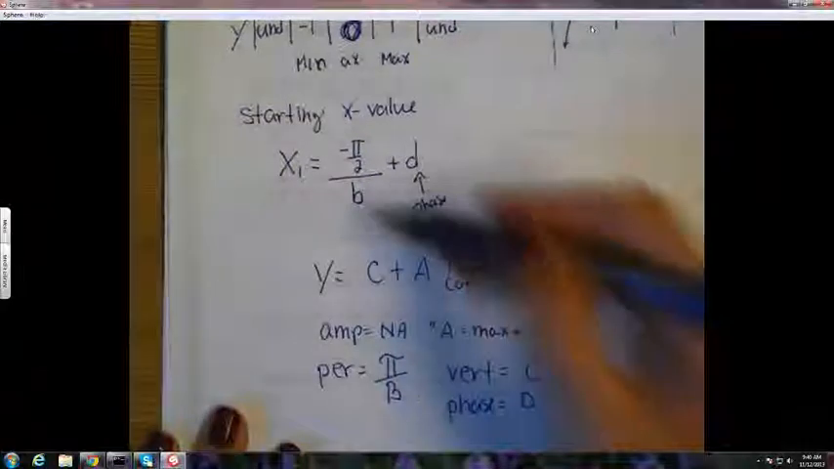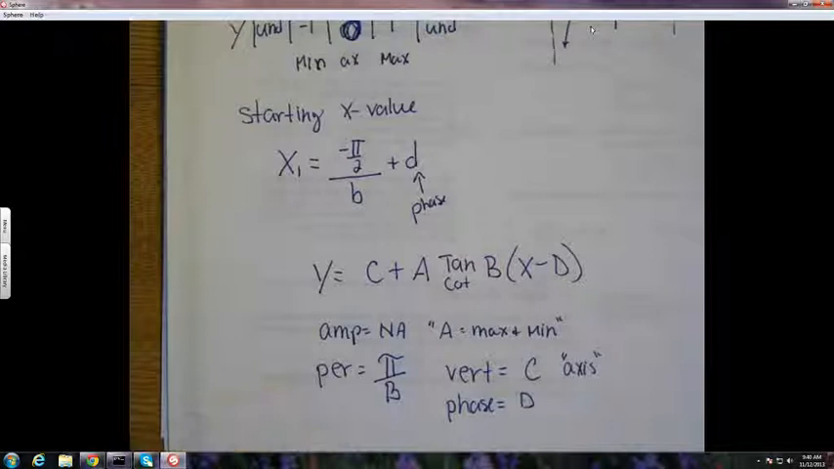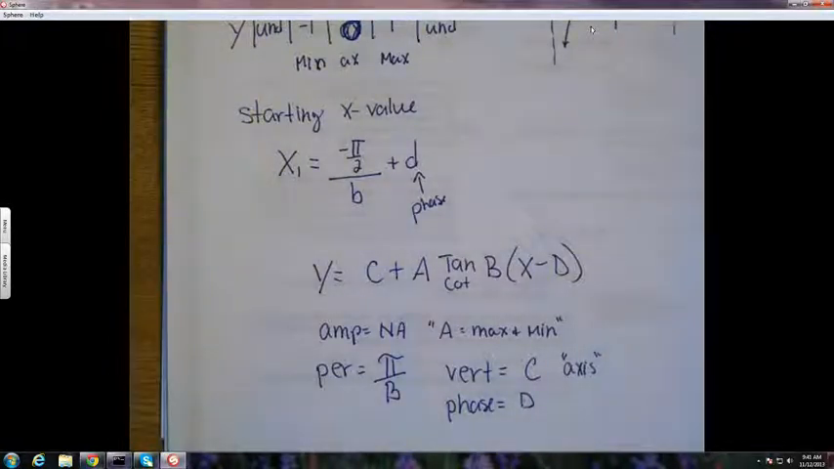That's what goes here. All right, are you ready? See if you can tie everything together. Period there, you have pi over b, but then above you have, oh, that's the starting x value. Okay, gotcha. Okay, so yeah, tangent's the goofy one.